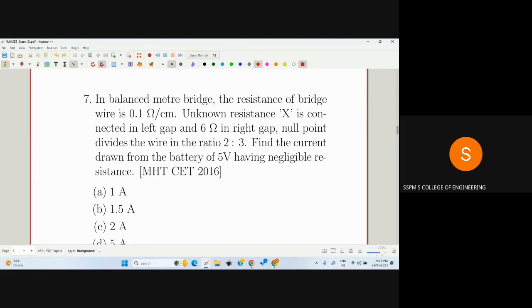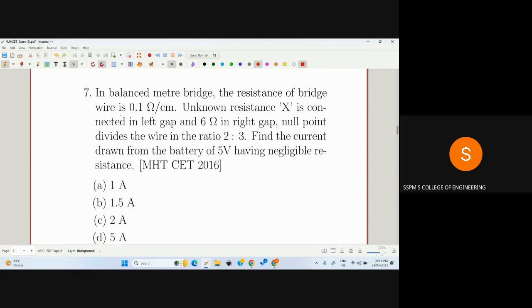In the balanced meter bridge, the resistance of the bridge wire is 0.1 ohm per centimeter. Actually, the resistivity is given, 0.1 ohm per centimeter. The unknown resistance X is connected in the left gap and 6 ohm is connected in the right gap. The null point divides the wire in the ratio 2:3. Find the current drawn from the battery of 5-volt supply.